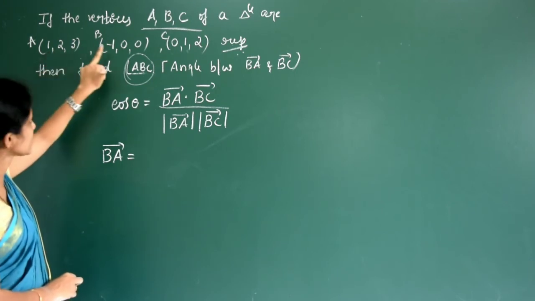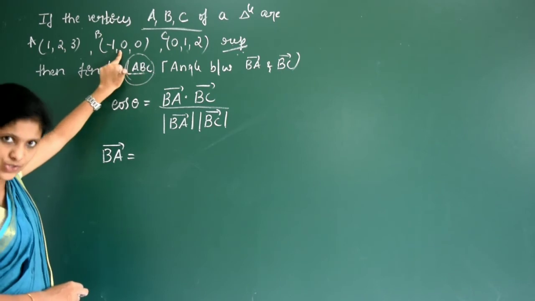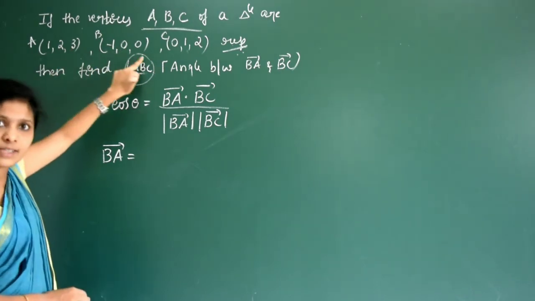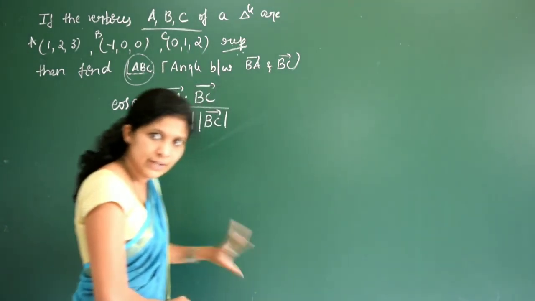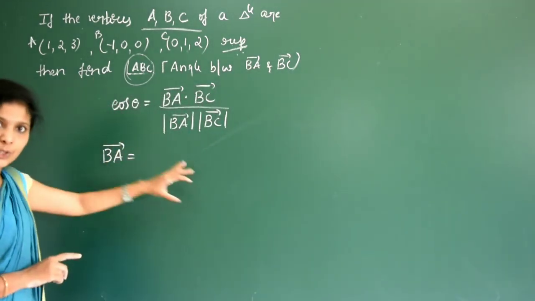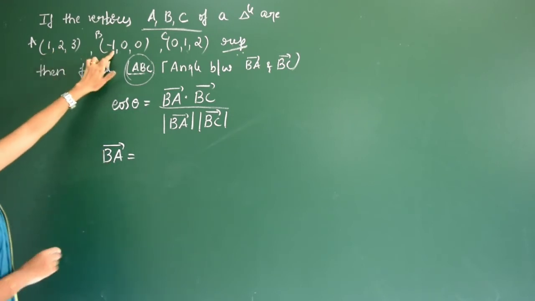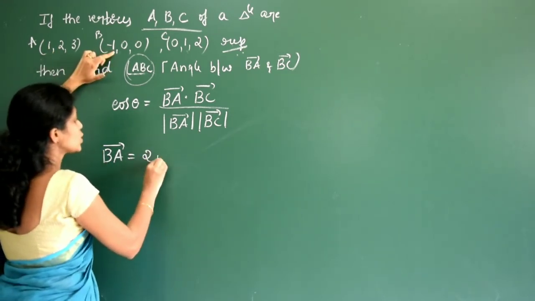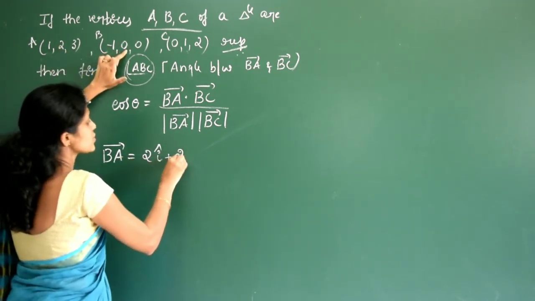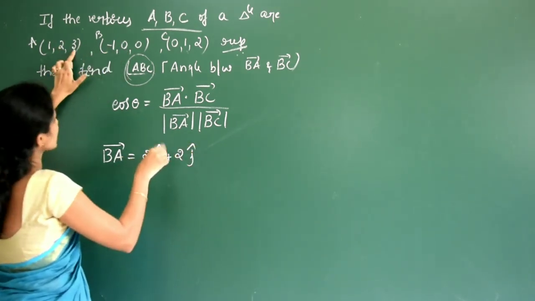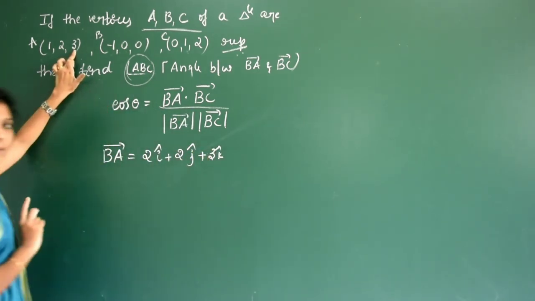1 minus of minus 1 i cap plus 2 minus 0 j cap plus 3 minus 0 k cap. First you write that, then only you write the vector. Okay. Here I write directly, but in exam, first you need to write the step. After that only you write. Okay. So see this 1 minus of minus 1 will be plus 1, that is 2 i cap. 2 minus 0 will be 2 j cap, right? 3 minus 0 will be plus 3 k cap. So this is the BA vector.